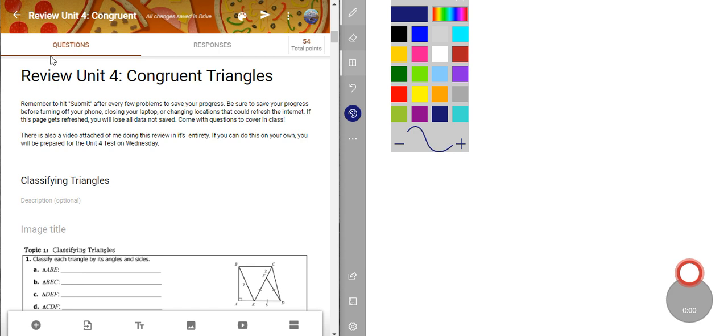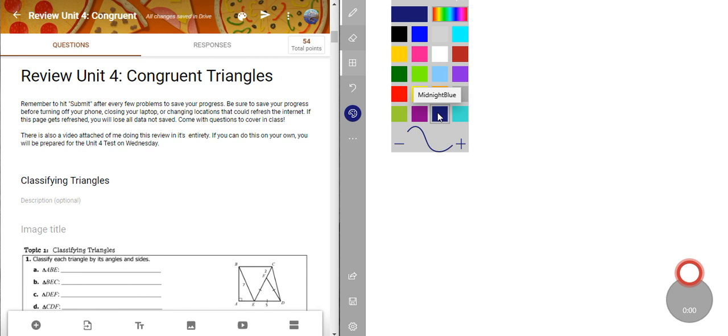We're going to take a look at the review unit number 4. We're looking at congruent triangles. Going with the theme of food for the top here, we got some pizza to follow up our flapjacks, pancakes we had the other week. But we're going to go through this.